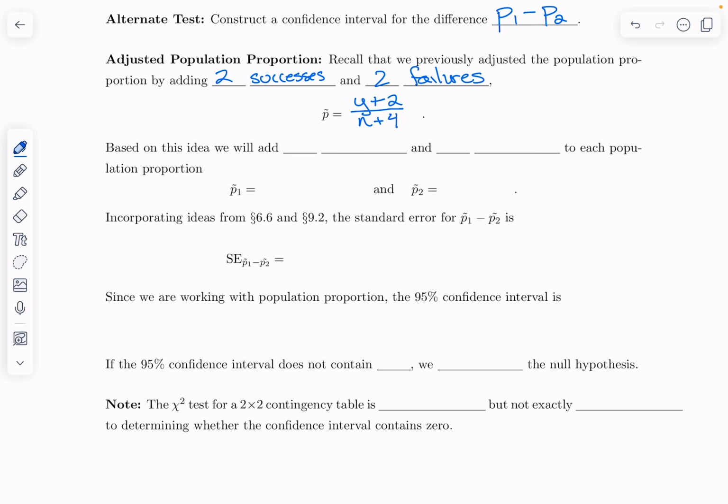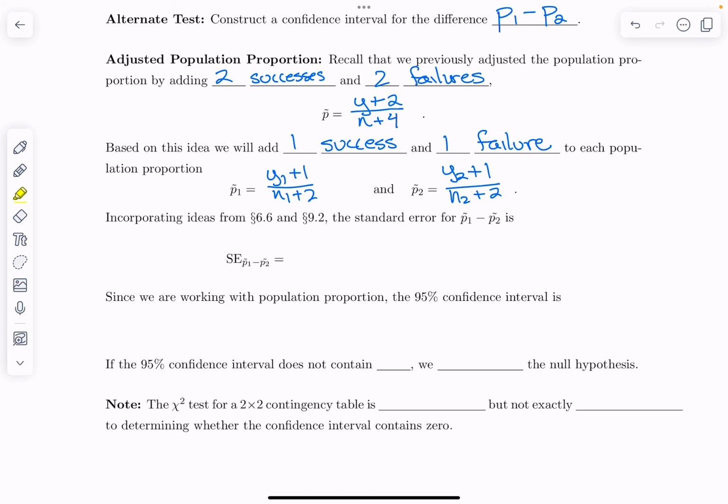Now I want to take those 2 successes and 2 failures and spread them amongst the 2 samples. So based on this idea, we will add 1 success and 1 failure to each population proportion. Then p1 tilde will be y1 plus 1 over n1 plus 2, and then p2 tilde will be y2 plus 1 over n2 plus 2. And you can see that I've added 2 individuals to each of the samples, there being 1 success and 1 failure to each of the samples.